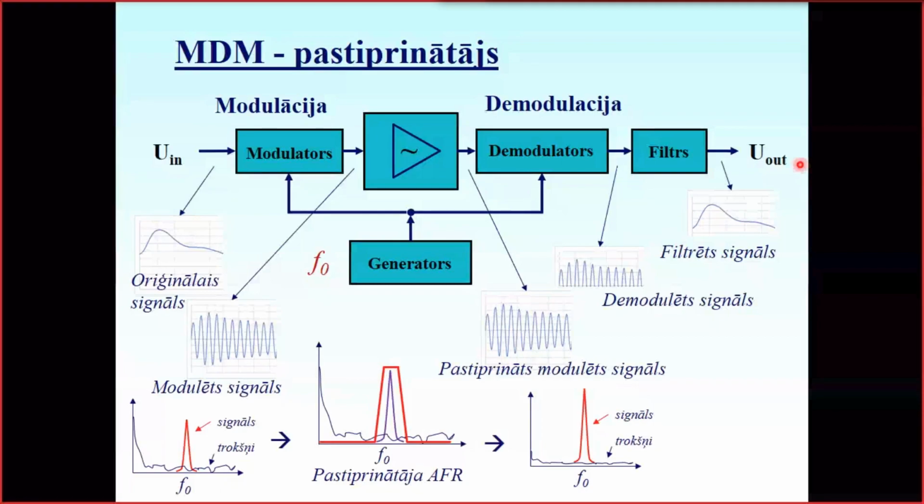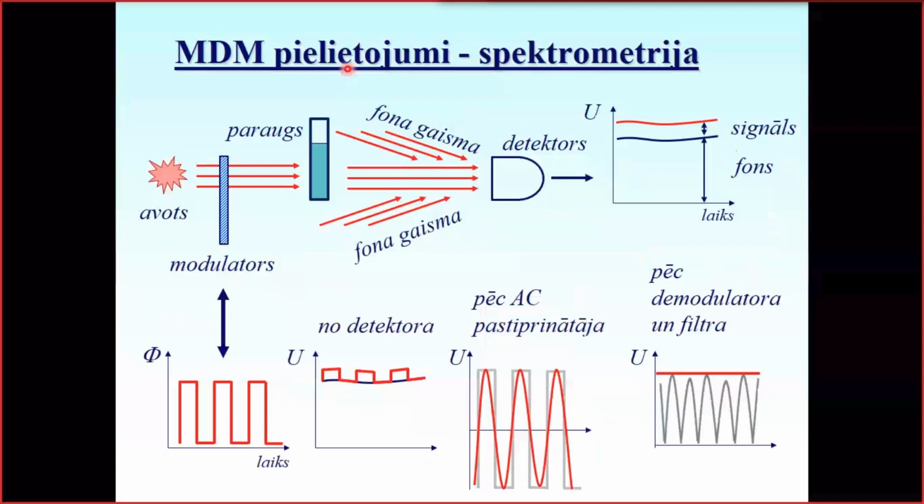A good example of MDM application is spectrometric measurement. This is a typical circuit, a typical technique for spectrometric measurements. We have a source, here a light source, and a specimen whose light absorption we are going to measure. We pass light from the source through the specimen to the detector. But the problem is the detector provides a signal which is proportional to the amount of light coming through the specimen.